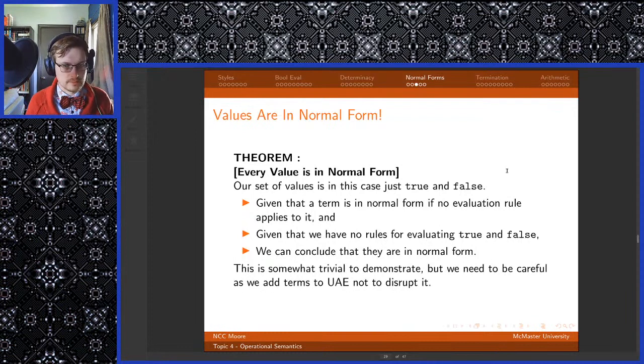But, yeah. So, theorem. Every value is in normal form. Our set of values is, in this case, just true and false. Given that a term is in normal form if no evaluation rule applies to it, and given that we have no rules for evaluating true and false, we can conclude that they are in normal form. Shortest proof in the world. This is somewhat trivial to demonstrate, but we need to be careful as we add terms to UAE not to disrupt it. Basically, the way that you maintain this property is by not adding evaluation rules which evaluate values.